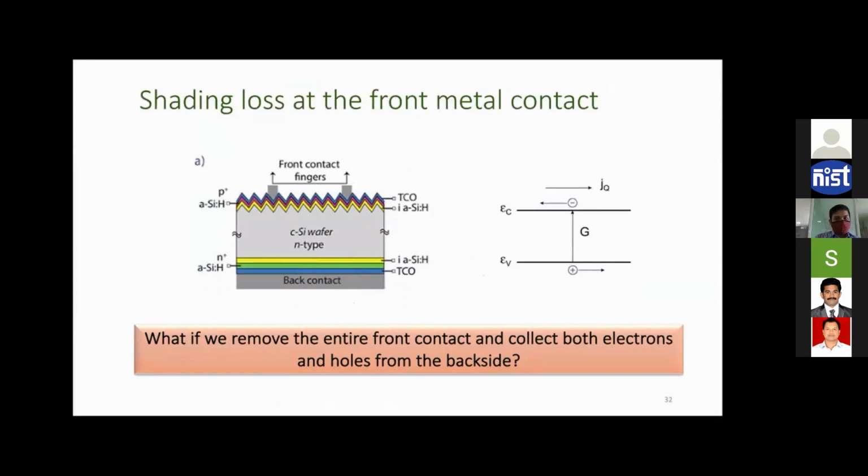So apparently it seems to contradict what we have discussed in our last session. I mentioned that in order to get a meaningful charge current at your external circuit, you have to make sure that your photogenerated electrons are traveling in one direction, and the photogenerated holes are traveling in the other direction. But if we remove the front contacts and collect both the electrons and holes from the back side, are these solar cells going to work? Because now your electrons and holes are traveling in the same direction.